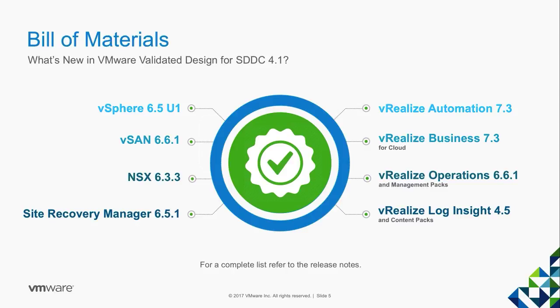a dual region design. vRealize Automation 7.3, the cloud management platform and service catalog, self-service portal, blueprint creation canvas, governance, and third-party workflow integrations. vRealize Business for Cloud 7.3 is the integrated cost analysis and financial reporting for the private cloud. vRealize Operations 6.6.1 and the integrated management packs to report, manage, and forecast the health, risk, efficiency, and capacity across the SDDC. And lastly, vRealize Log Insight 4.5 and its integrated content packs. They provide an aggregation and analytics for the logs across the SDDC design.